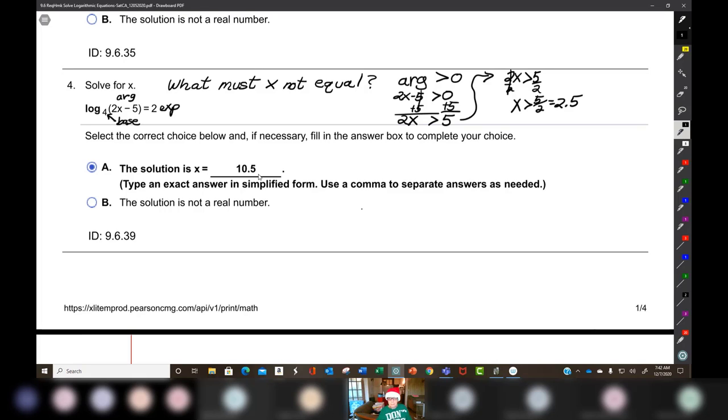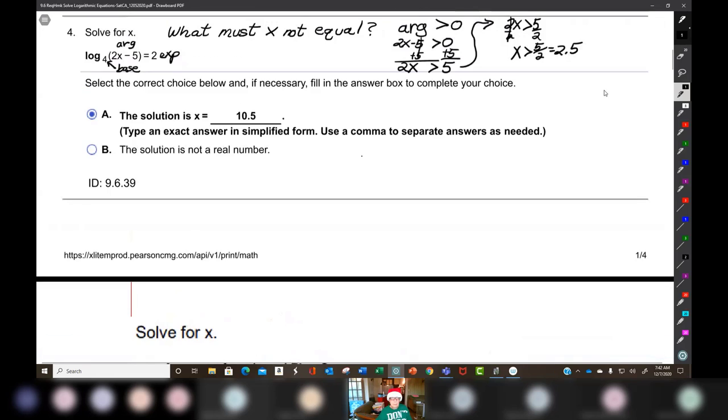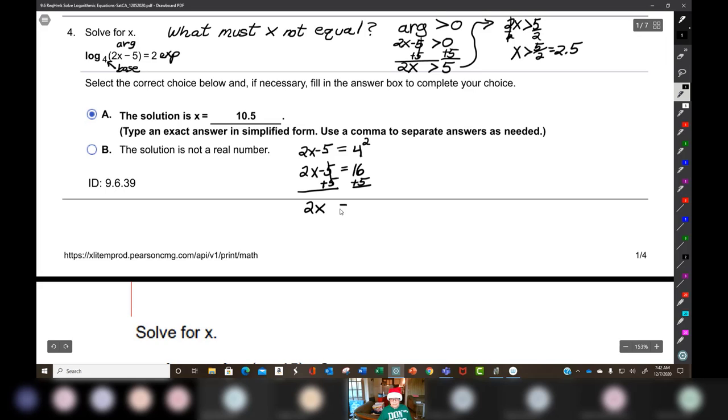So let's work the problem. I'm going to come down here, there's more room. Okay, the argument 2x minus 5 equals the base 4 raised to the exponent 2. Well, I know what that is. 2x minus 5 equals 16. Plus 5, plus 5. On the left, negative 5 plus 5 is 0, so we're left with 2x. And on the right, we have 21. Divide by 2, divide by 2. So x equals 21 divided by 2.